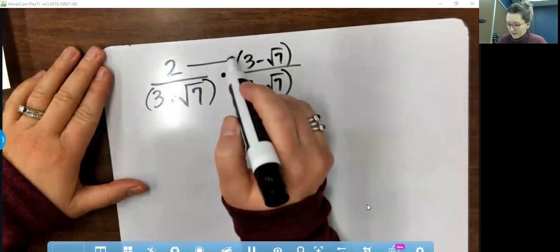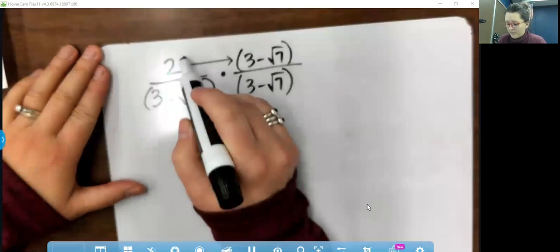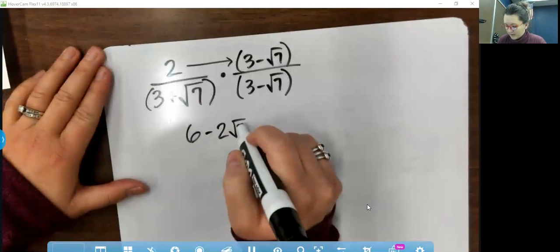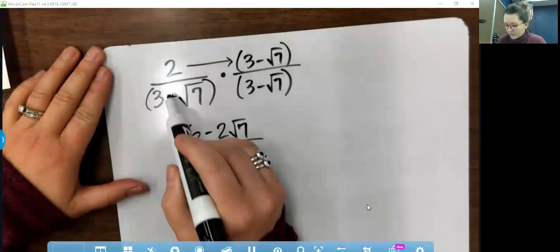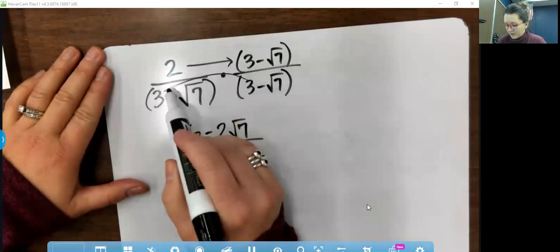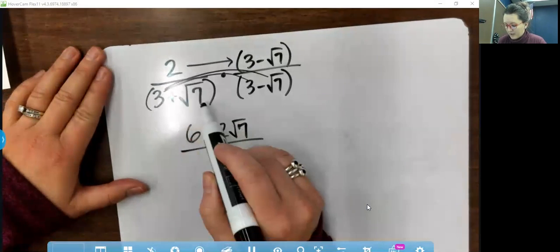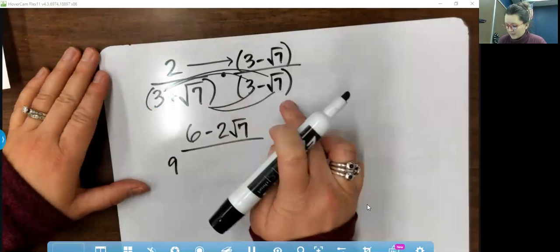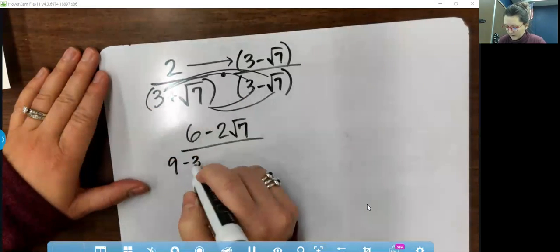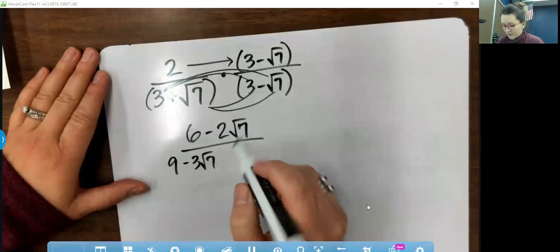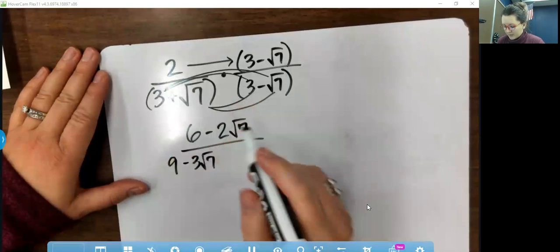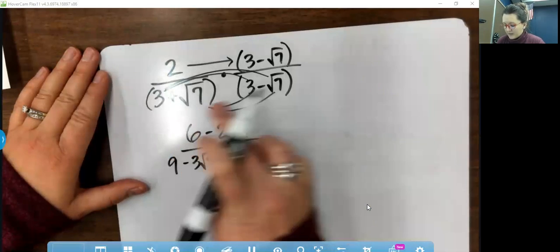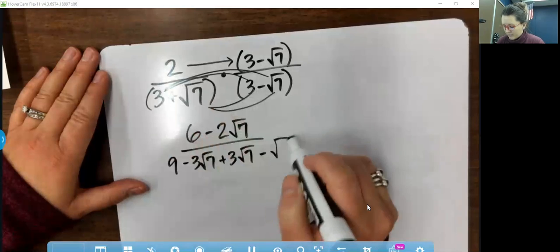All right, let's multiply straight across here. So I'm going to distribute my 2. So I have 6 minus 2 root 7. And in the denominator, we're going to multiply our binomials. So first number gets multiplied by both, second number gets multiplied by both. 3 and 3 is 9. 3 times negative root 7 is negative 3 times the root of 7. Positive root 7 times 3 is plus 3 times root 7. And then root 7 times negative root 7, that's negative root 49.